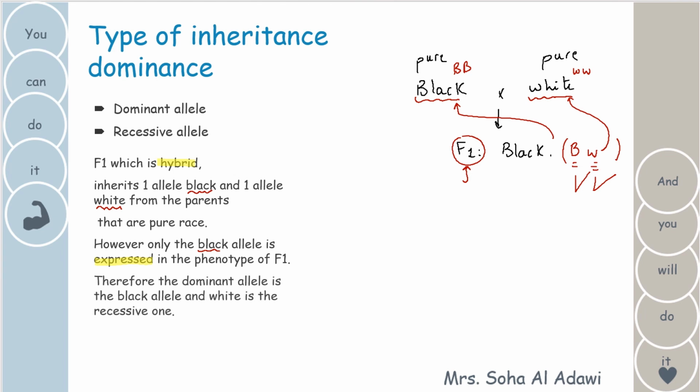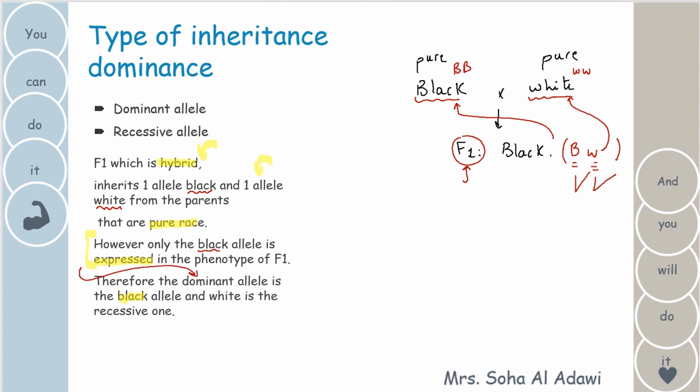What does this mean? When one allele is expressed and the other is masked, therefore the dominant allele is the black and white is the recessive. So all of this you must say to get the full mark. So start by saying F1 is hybrid. What did it inherit from the parents that are pure? And which allele is expressed? The allele which is expressed will be the dominant one.